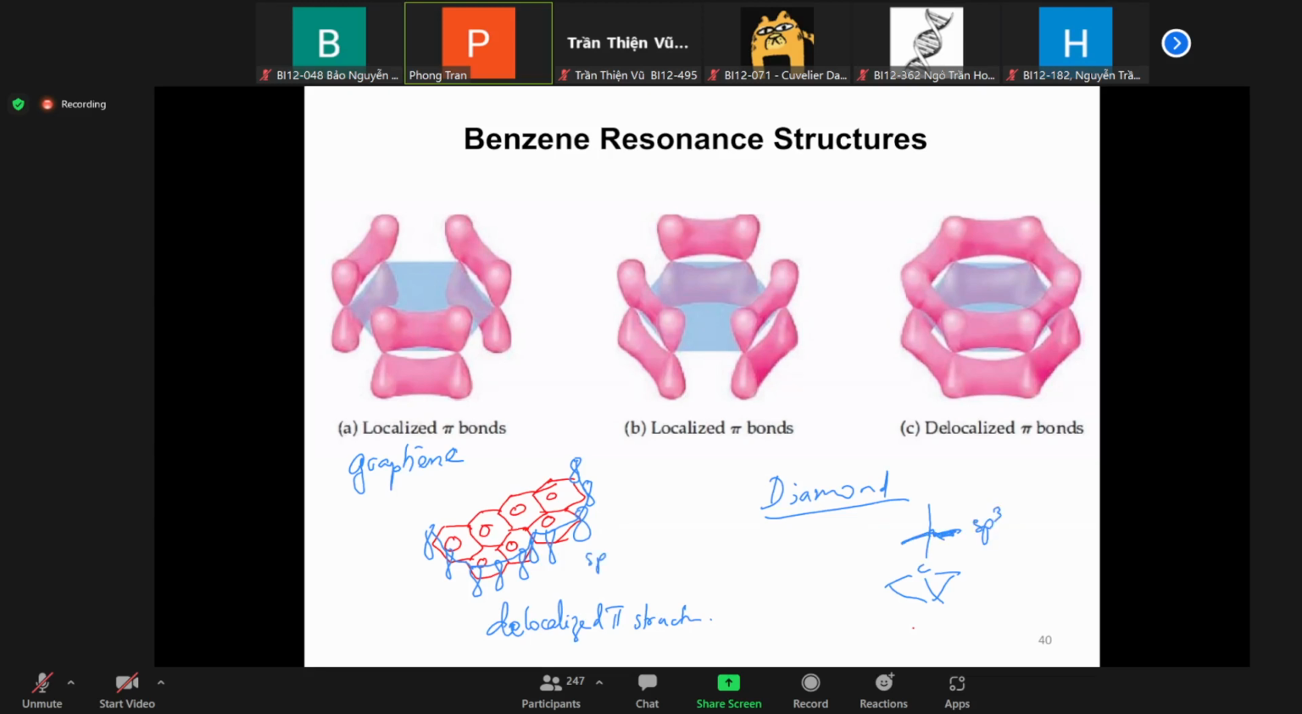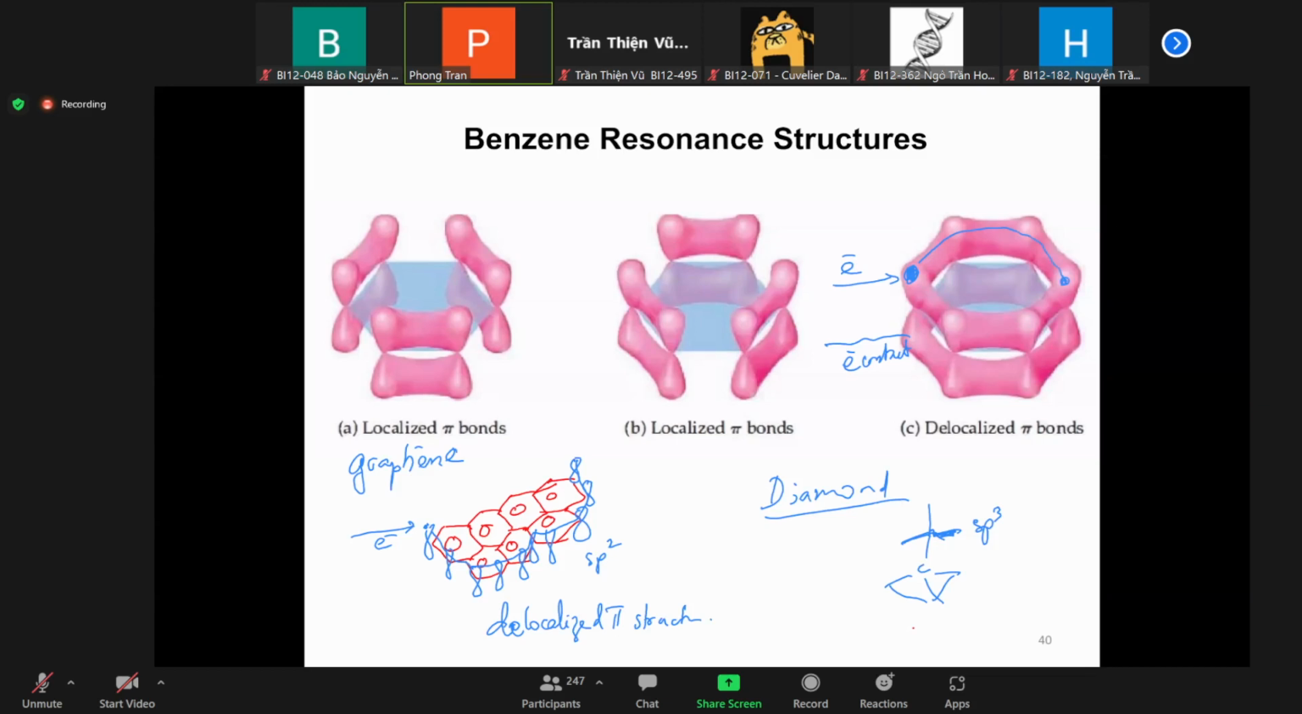So what can you see? Imagine you inject electron here, so it looks like you inject electron in this position. Let's say you make electrical contact. You inject electron to this carbon position, but because of the delocalized bond, the electron will flow very quickly to this position.